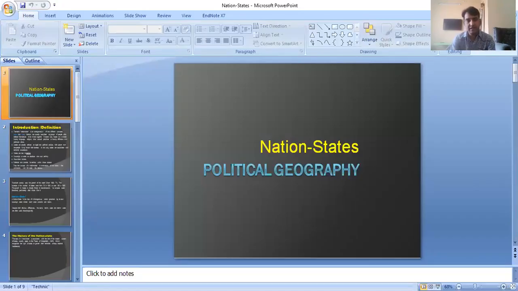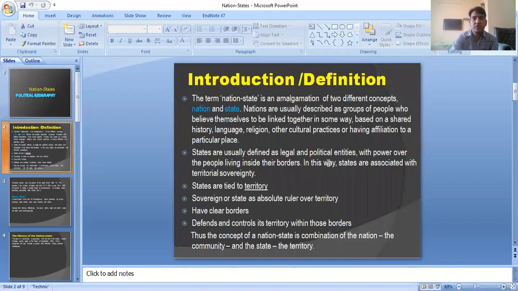So, the nation state is part of political geography. Now we are coming to the definition or introduction of the nation state. The term nation state is an amalgamation of two different concepts: nation and state. If you look at this term, nation state, actually it is a mix or combination of two words, nation and state.